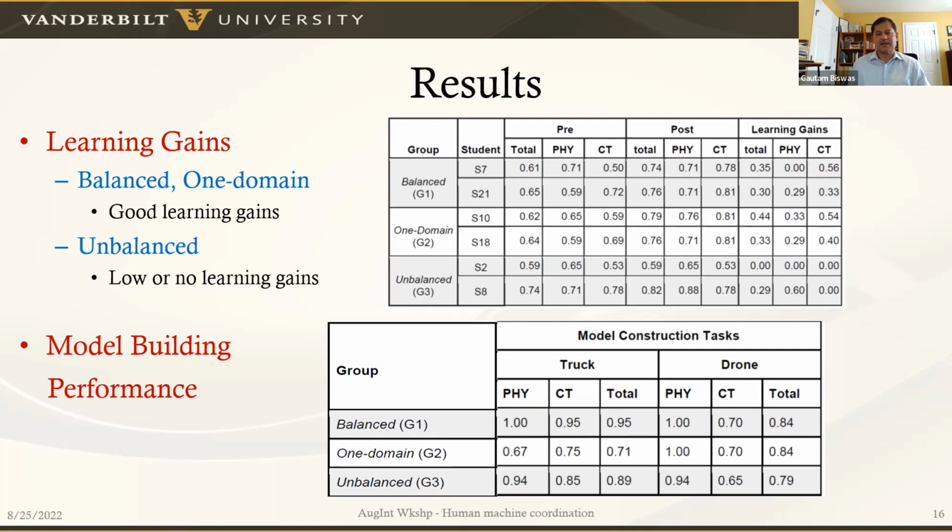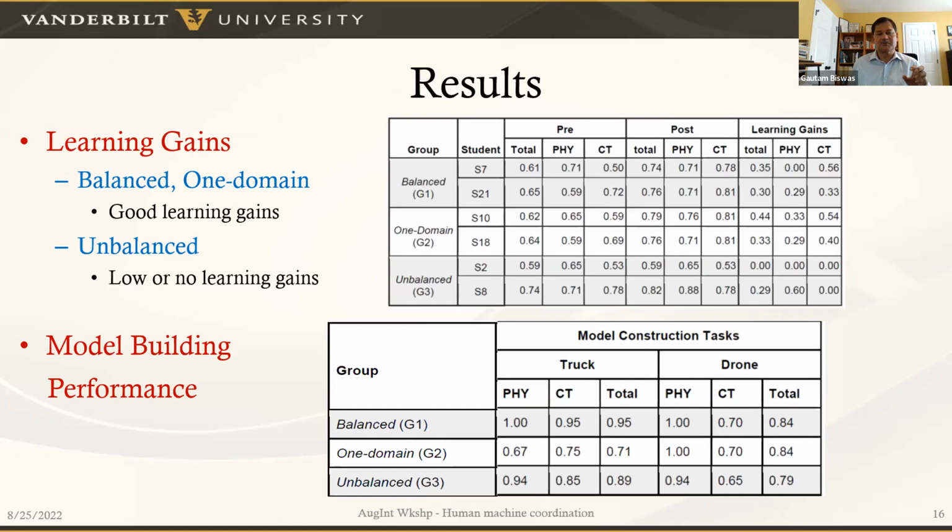When you look at the model building performance in the table below, the balanced and the one domain groups did fairly well. Both of them had a little trouble with the second task, which was dropping packages from the drone. But both of them did much better than the unbalanced group did.